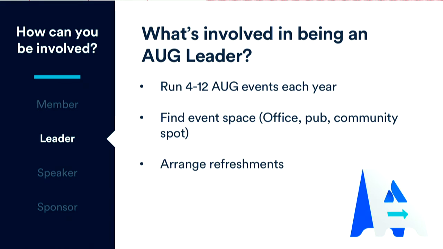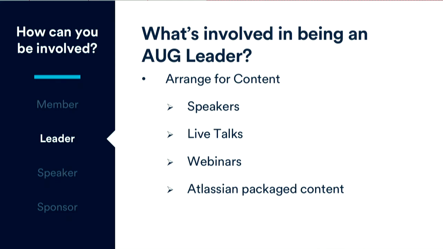AUG members' partners are often great ways of finding good event space. You can go to private rooms at pubs or community centers, and there are also great alternatives. And you have to arrange for refreshments. This could be as simple as pizza and beer, which is my go-to, or fancy it up. Atlassian provides a pretty good budget for maybe even doing some gourmet food. And if your location will allow it, you can also bring in alcoholic refreshments.